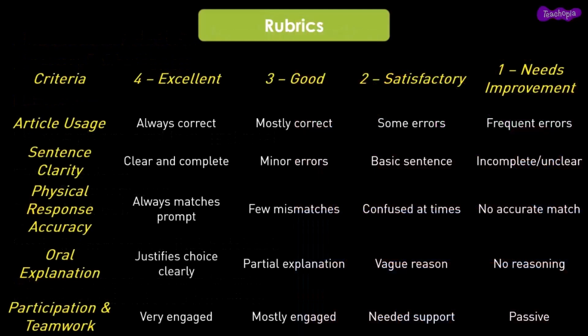Here we have the rubrics that will help us assess students' performance. We are focusing on 5 key criteria: article usage, sentence clarity, physical response accuracy, oral explanation, and participation and teamwork. Each of these is rated on a 4-point scale. A score of 4 means excellent, where the student performs consistently and confidently. 3 is good, 2 is satisfactory, and 1 needs improvement.